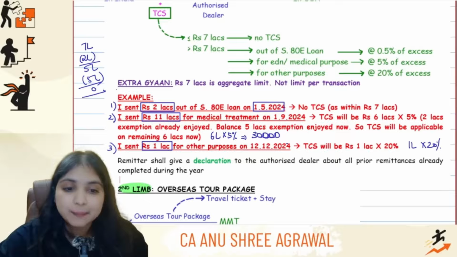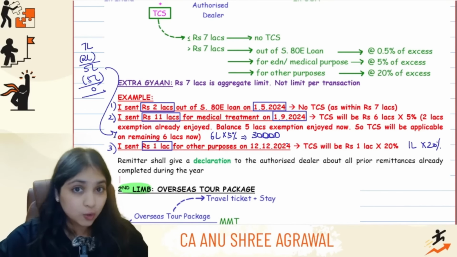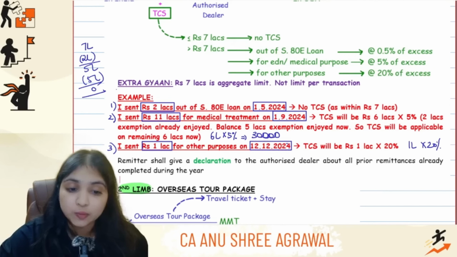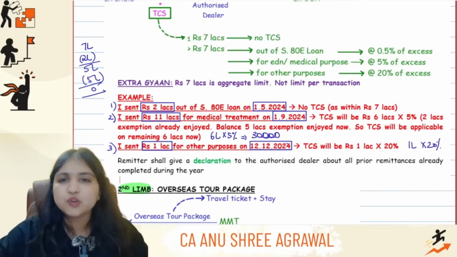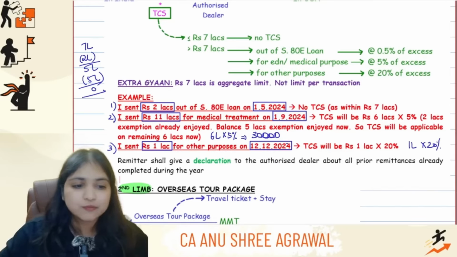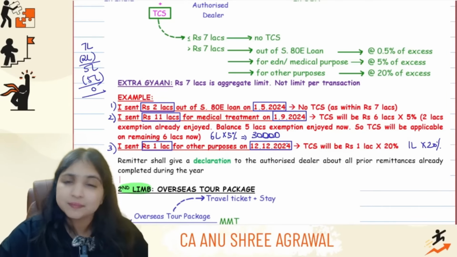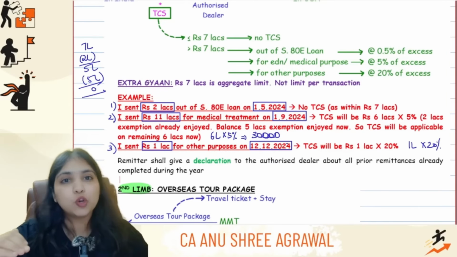First transaction happened on 1st May 24. So here I will enjoy the 7 lakh exemption for the first time. Second transaction happened on 1st September 24. So balance exemption I will enjoy over here. Third transaction happened on 12th December 24. On that date, I was not even left with any exemption. So therefore, on the entire amount, TCS will be collected. You're getting my point, guys? So we'll have to go in chronological order.